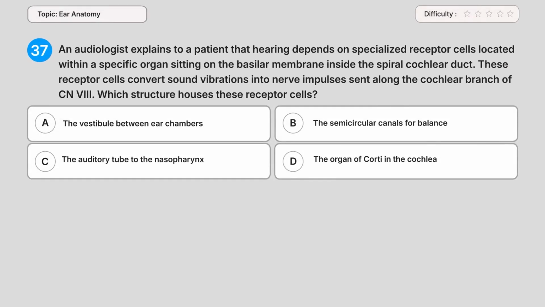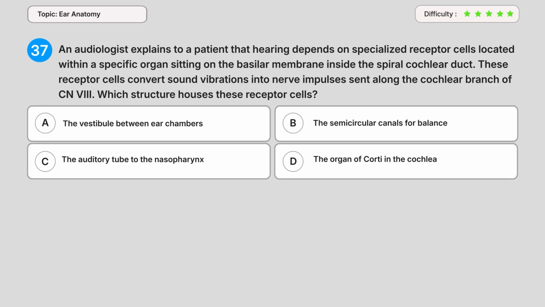37. An audiologist explains to a patient that hearing depends on specialized receptor cells located within a specific organ sitting on the basilar membrane inside the spiral cochlear duct. These receptor cells convert sound vibrations into nerve impulses sent along the cochlear branch of cranial nerve 8. Which structure houses these receptor cells?